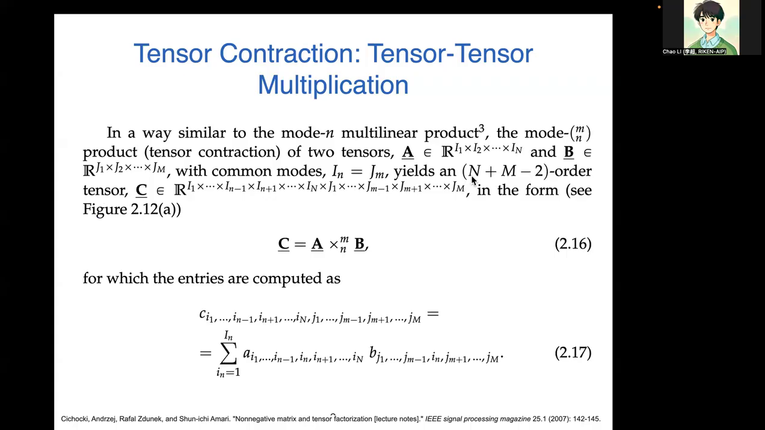The result is a tensor whose order is the sum of the orders, M plus N, but minus 2, because the shared modes M and N are contracted in the process. So the notation here means that we are contracting the nth mode of A with the mth mode of B. If you look at the summation formula below, you will notice it's essentially the same logic as matrix multiplication. We multiply entries along the shared mode and sum them up like the inner product used in matrix multiplication.